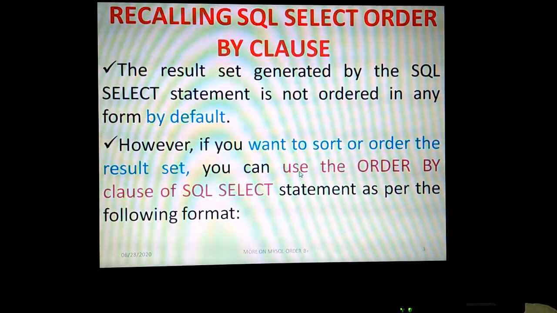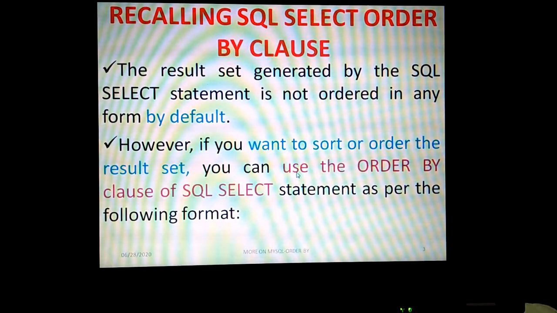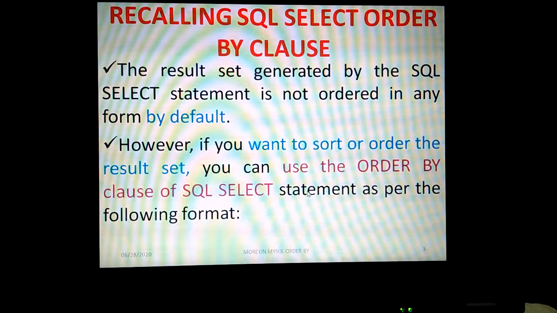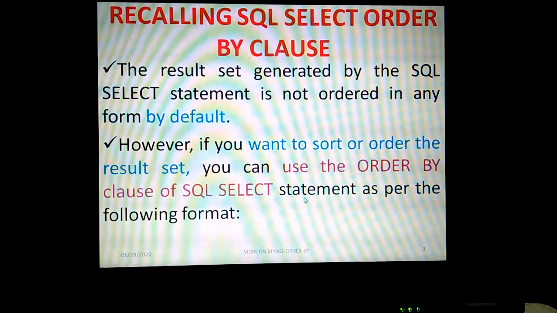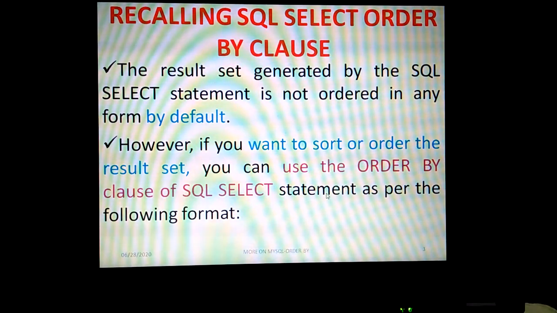by clause. Now we are going to recall how the order by clause will produce the result for us. The result set generated by the SQL select statement is not ordered in any form by default. By default it will not display any result data in sorted order. According to how we apply the query, the result set will be generated, so it is not displayed in any sorted order.